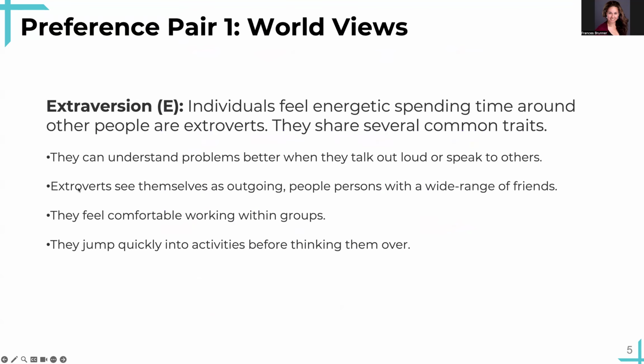All right, extroversion. People who gain energy from being around other individuals are considered extroverts. They tend to be excellent problem solvers. They tend to have a lot of friends, and they seem to always have people around them. They're comfortable working within groups, and they are the go-getters that want to start an activity, and they're the first ones to say yes when they're invited out.